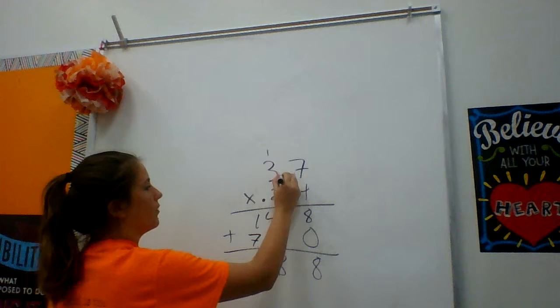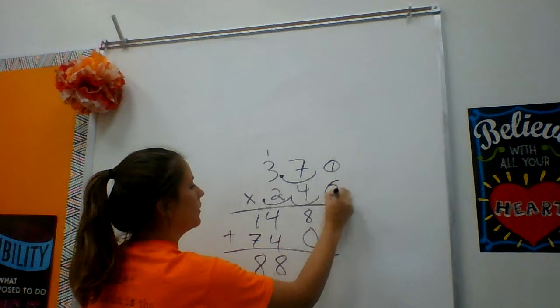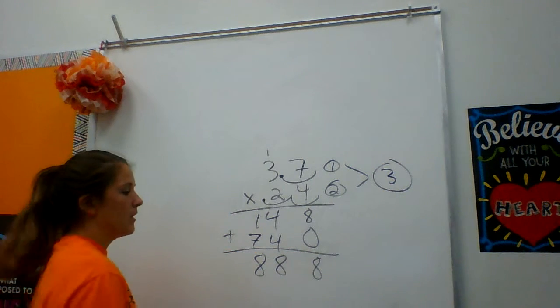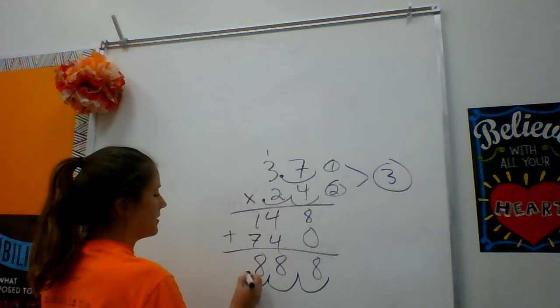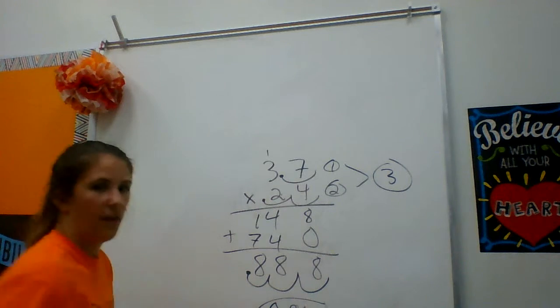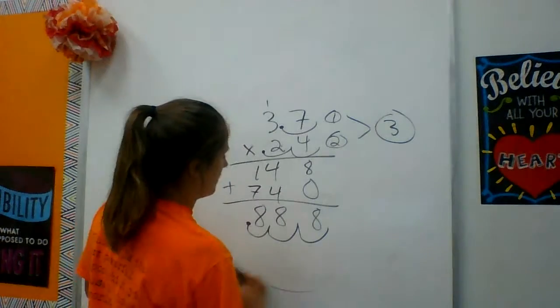I move the decimal point over 1, then 2. So I moved it a total of 1 plus 2, a total of 3 times. So that means I start here and I need to move it back 3 times. My final answer is 8.88. Cool.